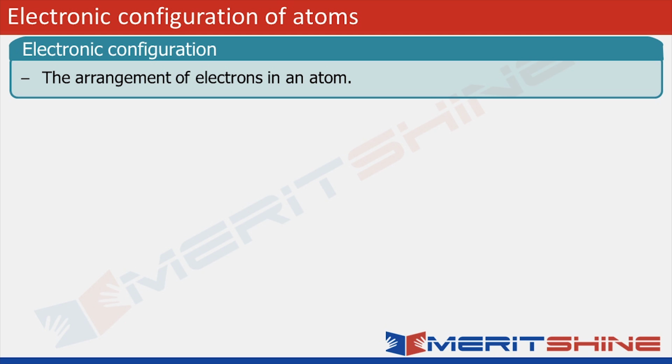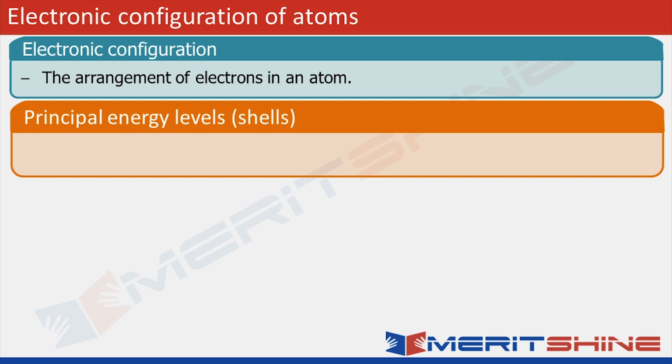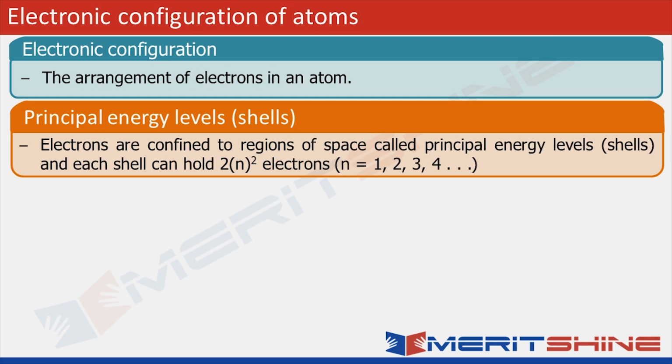If you remember the Bohr's model, we learned that electrons moved around the nucleus in a fixed orbit. Scientists established that electrons are confined to regions of space called principal energy levels or shells, and each shell can hold 2n square electrons, where n is a natural number 1, 2, 3, 4, etc. It's very simple. Let's try to understand it.